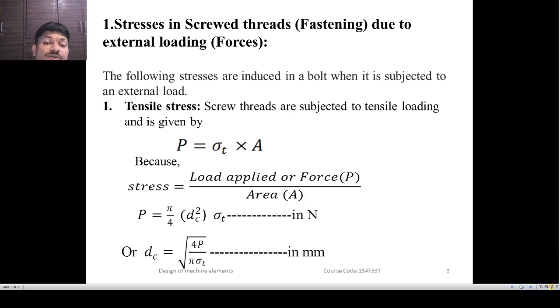Now moving on to the second type of stress, that is the shear stress. In applications like couplings, when two or more shafts are connected by a flange coupling, the purpose is to transmit the power from one shaft to the other. These couplings are combined with the help of nuts and bolts. When they are subjected to dynamic application and the shafts are rotating, there is a chance of inducing shear stress into the bolt. Because of that, shear stresses develop in the material of the bolt, and a shear load acts over the bolt material.